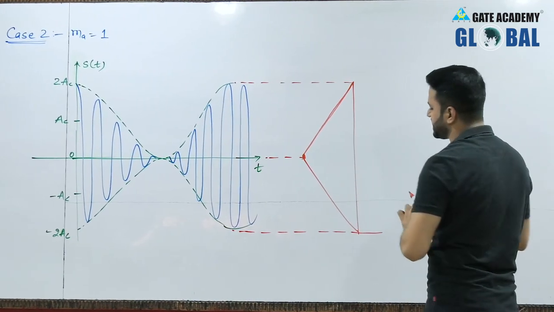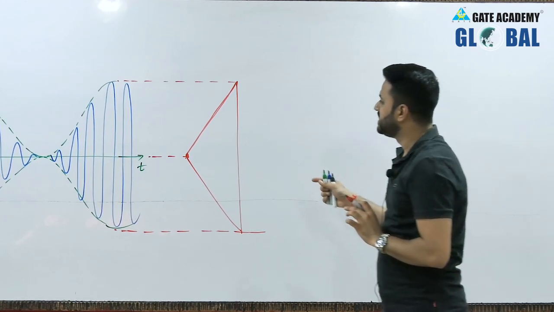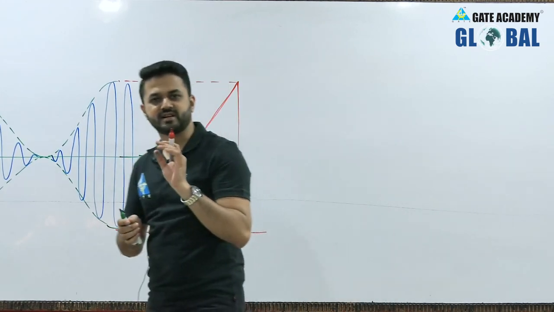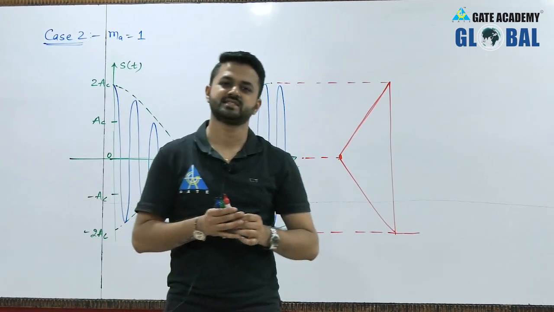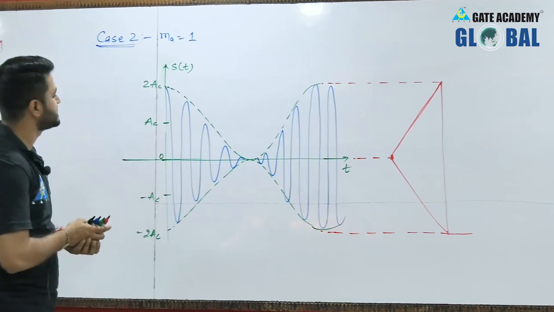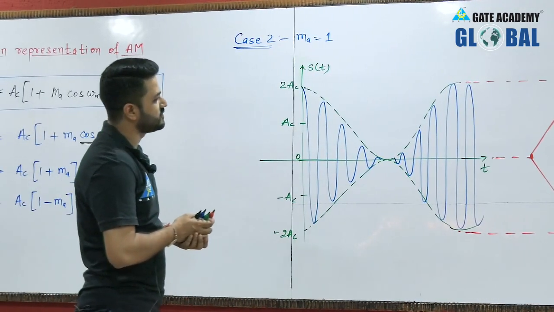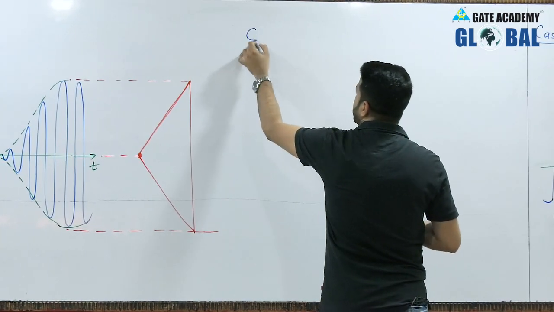So if you are getting a triangular shape, then it means that the modulation index is equal to 1. So if you find a triangular signal somewhere in the trapezoidal pattern, that means the modulation index of the AM signal is 1. So this is the second case, when MA is equal to 1. Now we have to take the third case, when MA is greater than 1.